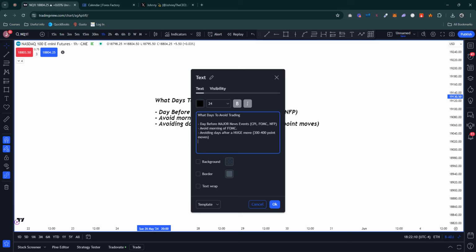Let's say you had a huge morning. I would just avoid the PM session unless the draw on liquidity has not been hit. So avoid morning sessions if the overnight session pulled a huge move. I'm talking about anything above 200 plus points. I would just avoid the morning session and focus on the PM session. This is a good thing to write down here.